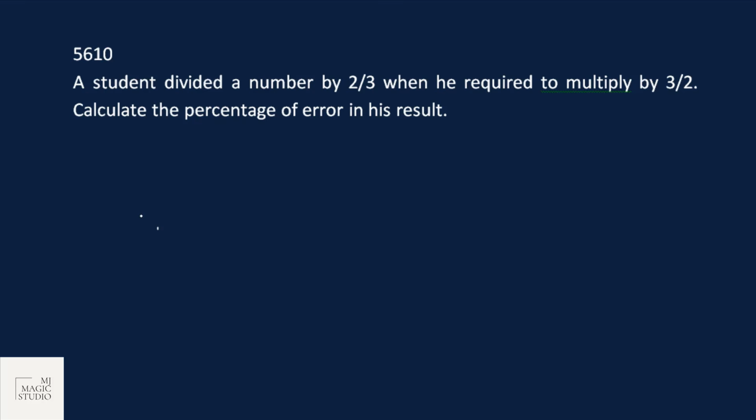This is a kind of question which we have seen regularly in VISTEX. A number is supposed to be something else, but it happens to be something. Now, what is the percentage error? A student divided a number by 2 by 3, when he was required to multiply it by 3 by 2. Calculate the percentage of error in his result.